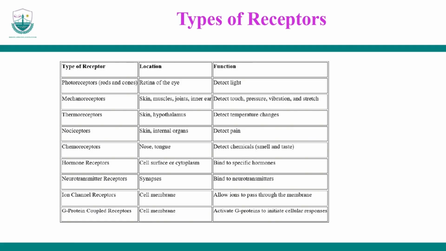So photoreceptors, these ones are located in the eyes, more specifically on the retina. So we have the rods and the cones. They are the ones that detect light, and then we are able to see. That is vision.